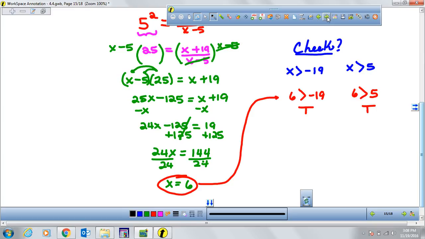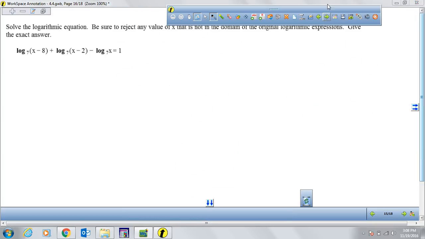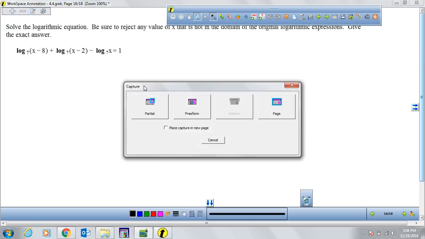The next logarithmic equation. On this one, we are going to do the same thing. Solve the logarithmic equation. Be sure to reject any value of x that is not in the domain of the original logarithmic expressions. Give the exact answer. Okay. So right here, we're going to do the same thing. But on this one, we're going to apply two rules.